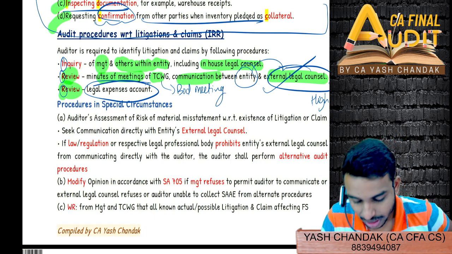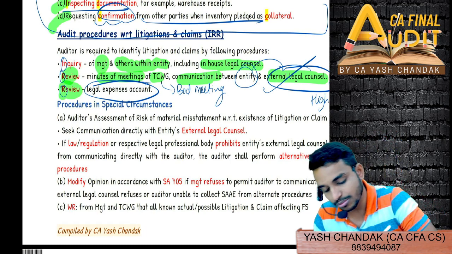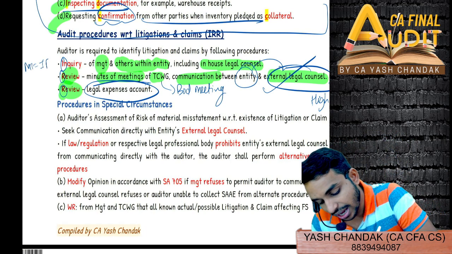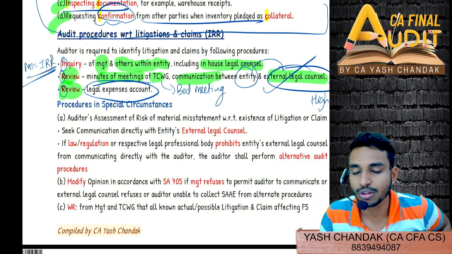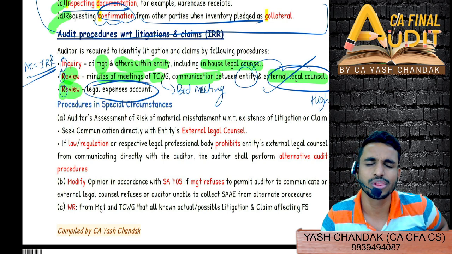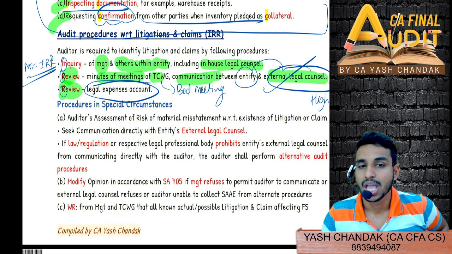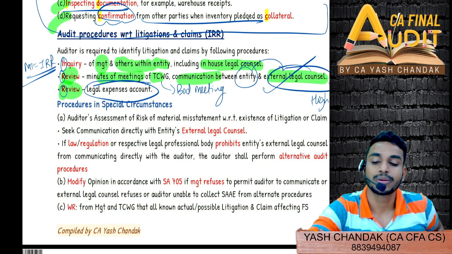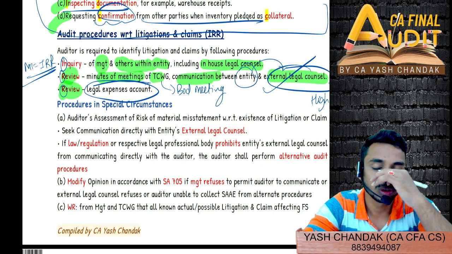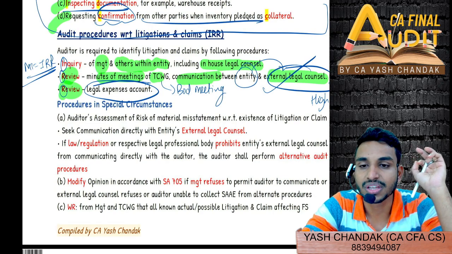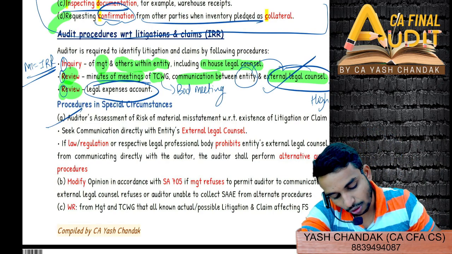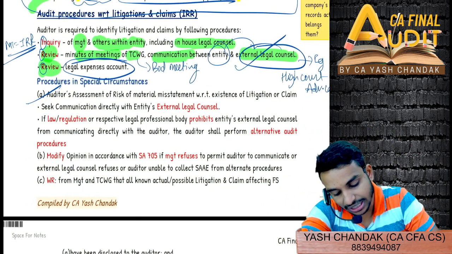First one being here, audit procedure with respect to litigation and claims. So remember, the technique is IRR. You can just try to learn: inquiry, review of minutes of the meeting of the board of directors, and inquiry also of what? Multiple minutes of the board and the legal expense account. So this procedure you have to perform, and for special circumstances they have given a procedure: the auditor's assessment of ROMM with respect to litigation and claims.